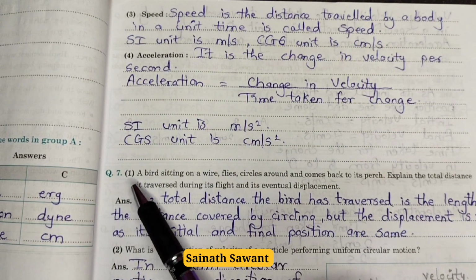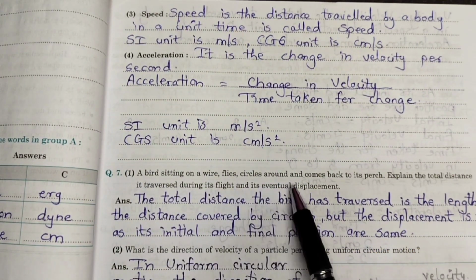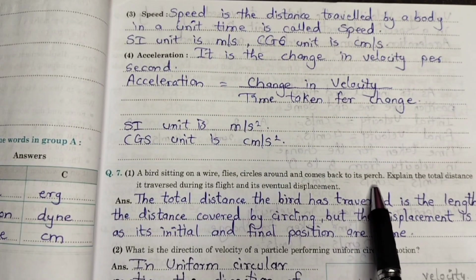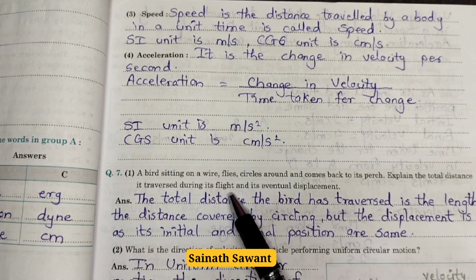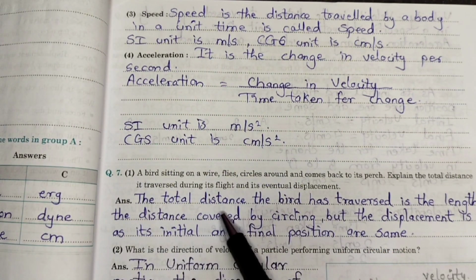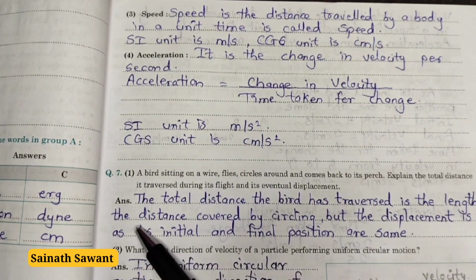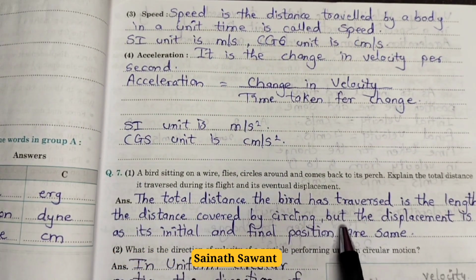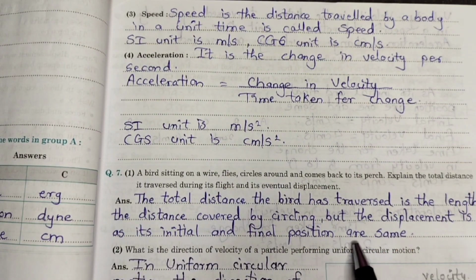Question number 7. First, a bird sitting on a wire flies, circles around and comes back to its perch. Explain the total distance it travels during flight and its eventual displacement. Answer: the total distance the bird has traversed is the length of the path covered by circling, but the displacement is 0 as its initial and final positions are the same.